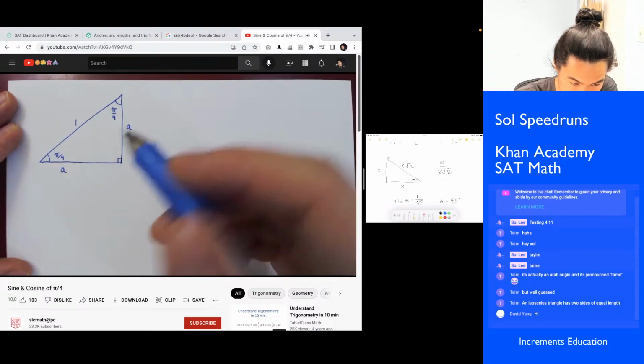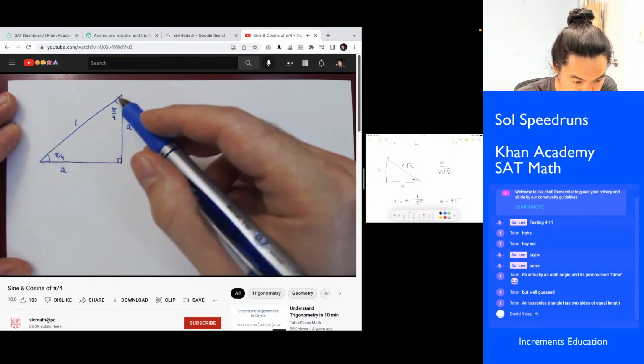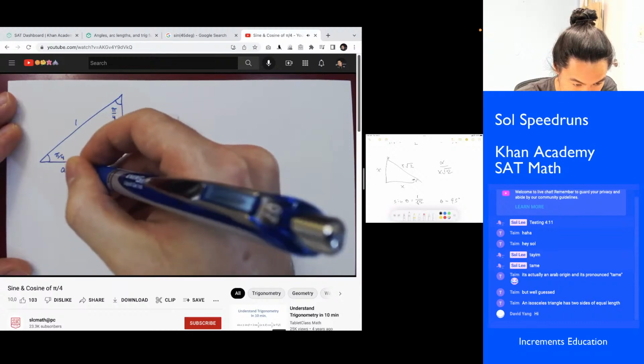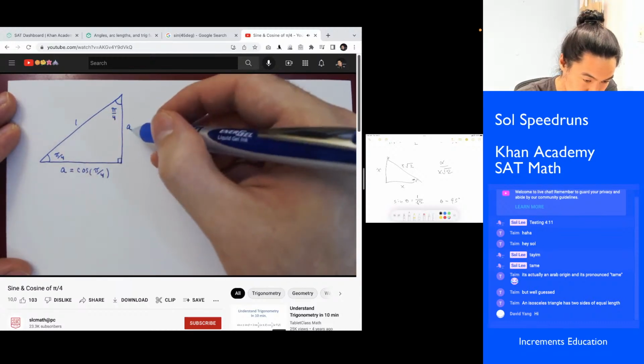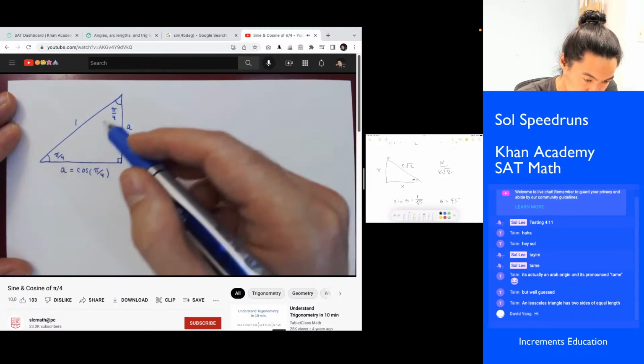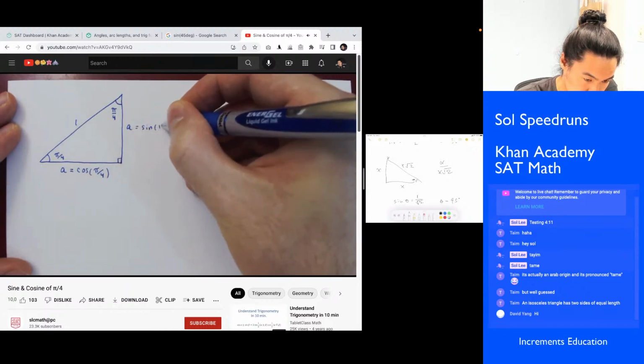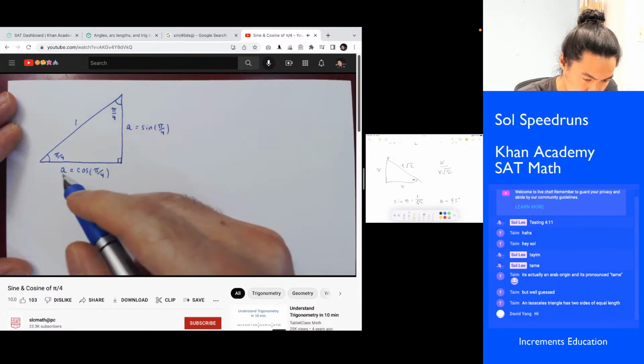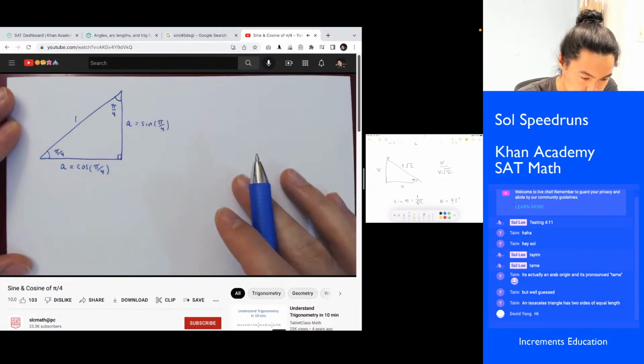Now let's find a, and a represents cosine. If you take the cosine of this angle, you get the adjacent side over the hypotenuse, which is 1, so you get the adjacent side. So a is cosine of pi over 4. And if you look at a, the opposite side to pi over 4, it is sine of pi over 4, which is the opposite over 1. Therefore, a is sine of pi over 4. So both cosine and sine of pi over 4 are equal.